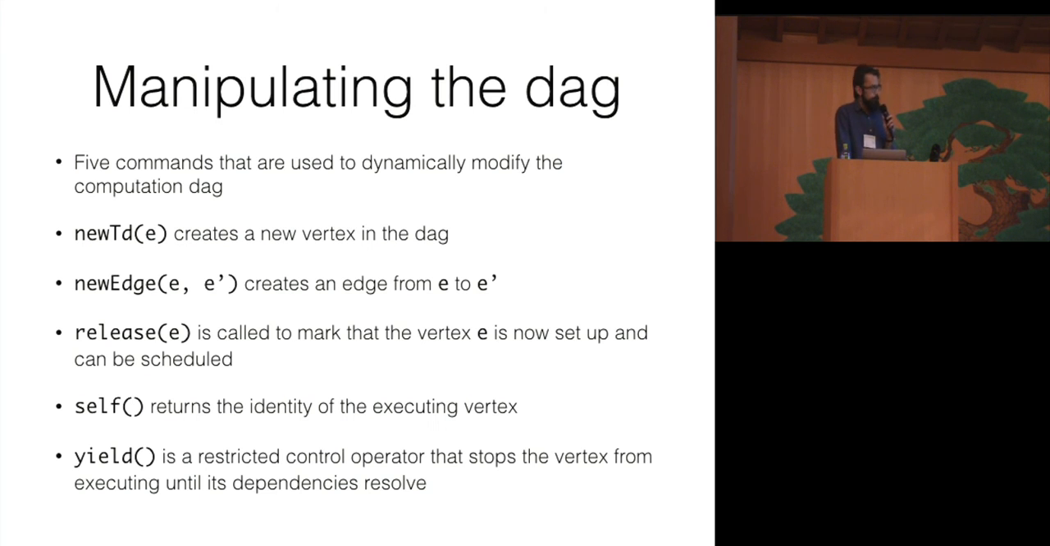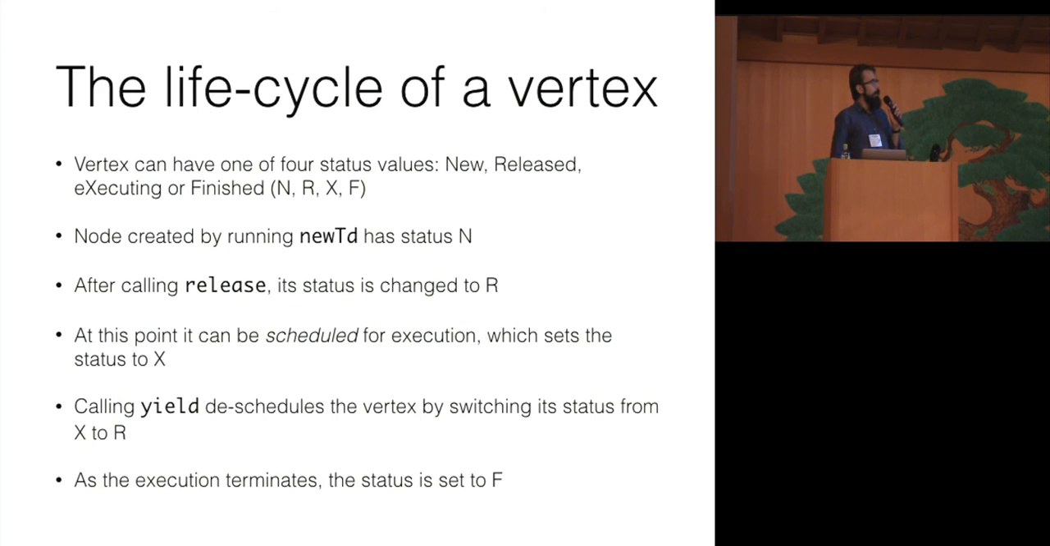And so to encode the status of the vertex, we have the status field for each vertex. And each one of these is one of the 4 states. So it starts in the state new, and it finishes in the state finished. So these are not particularly confusing, probably, but there are also 2 additional states, released and executing.